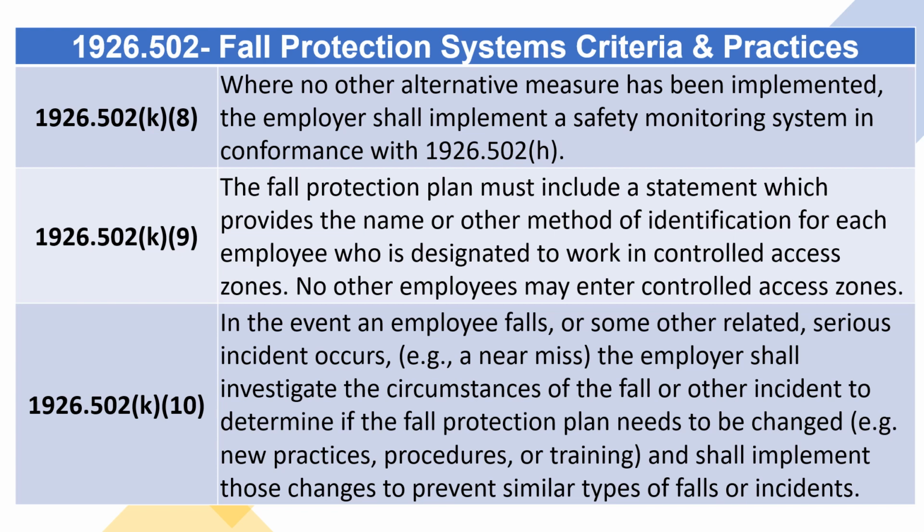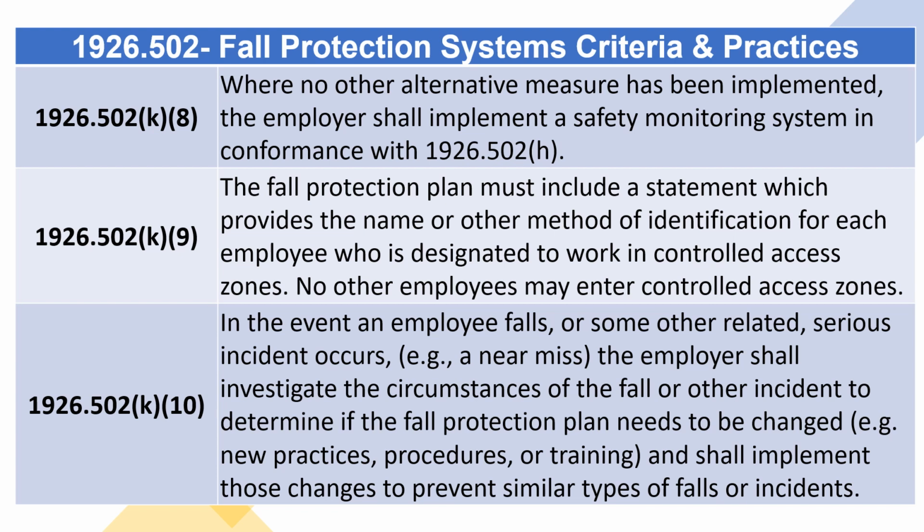1926.502(k)(9). The fall protection plan must include a statement which provides the name or other method of identification for each employee who is designated to work in controlled access zones. No other employees may enter controlled access zones.